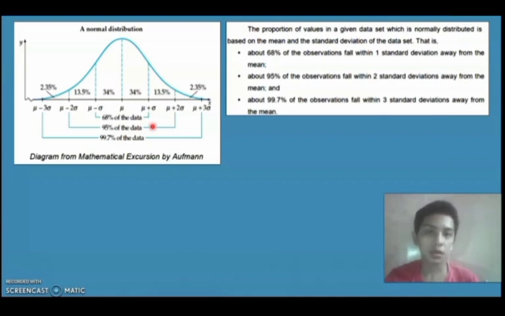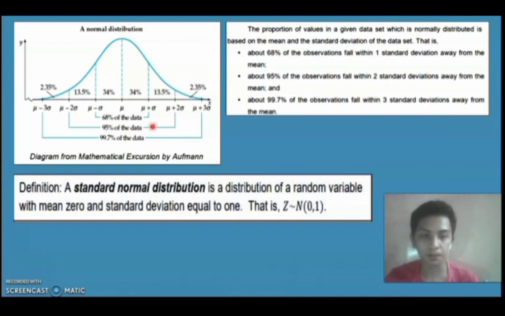The portion of values in a given dataset which is normally distributed is based on the mean and standard deviation of the dataset. That is, about 68% of the observations fall within one standard deviation away from the mean. About 95% of the observations fall within two standard deviations away from the mean, and about 99.7% of the observations fall within three standard deviations away from the mean.